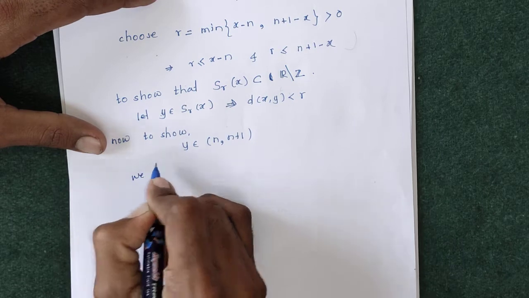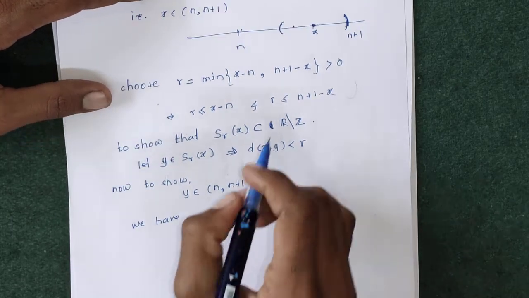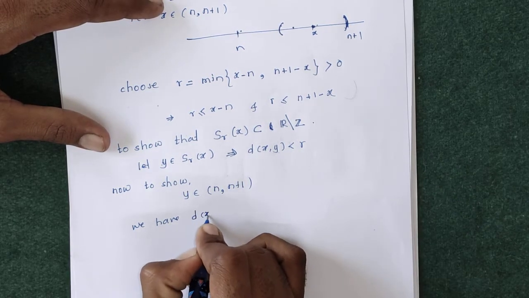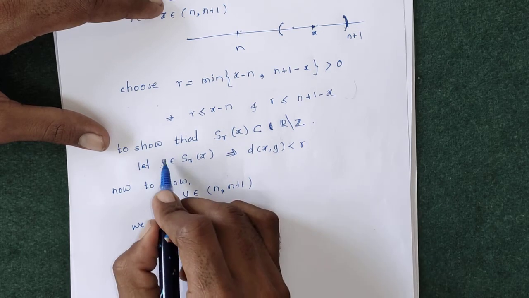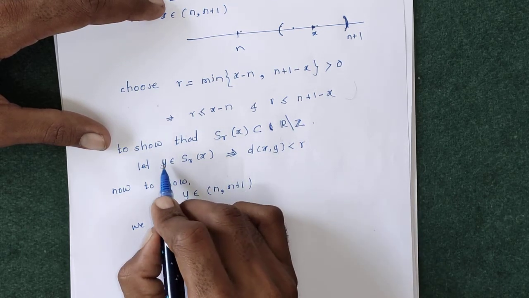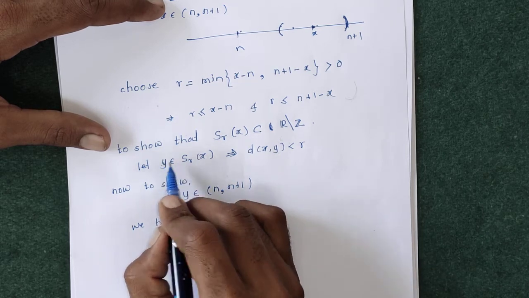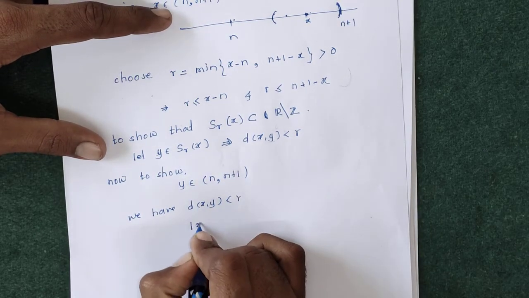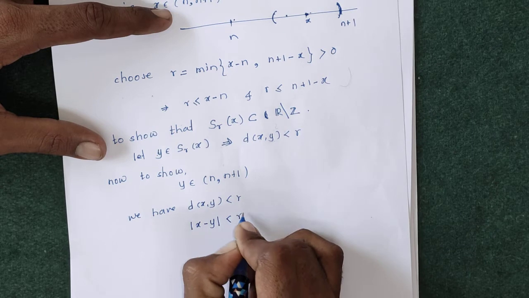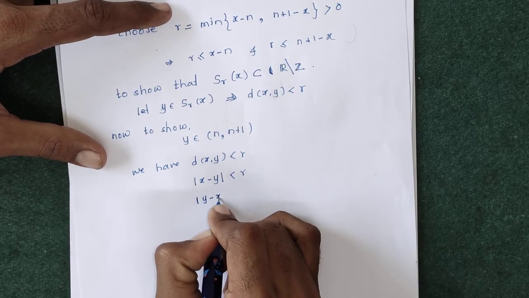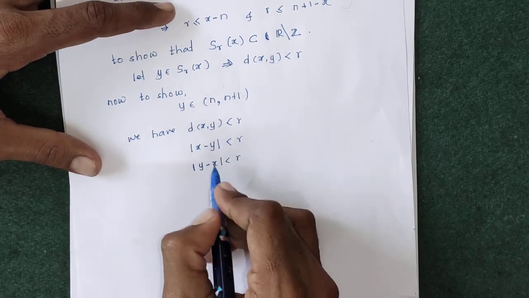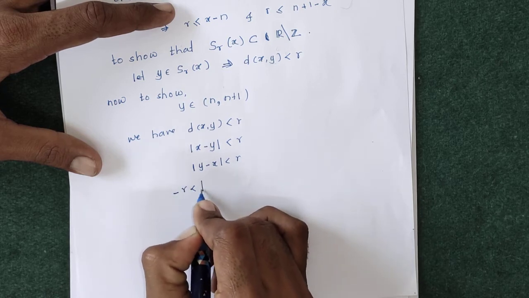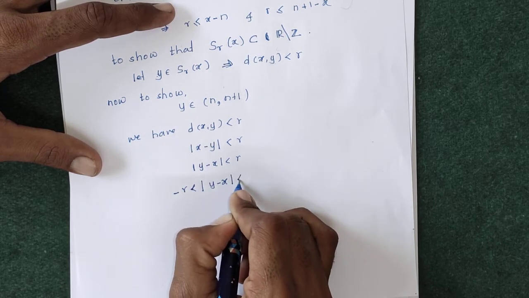Till now, we have the distance of x and y less than r, because we are taking y from S_r(x), and for any element of S_r(x), the distance between the center x and y is less than r. Here the distance of x and y is equal to mod x minus y. So mod x minus y is less than r. We can rearrange this as mod y minus x less than r, since in the modulus we can change these numbers. So using the property mod a is less than c, we can write minus r less than y minus x less than r.